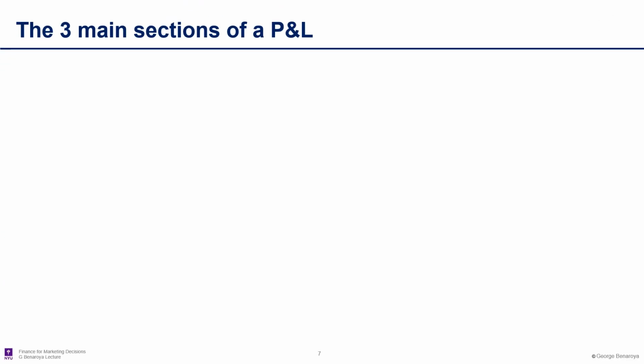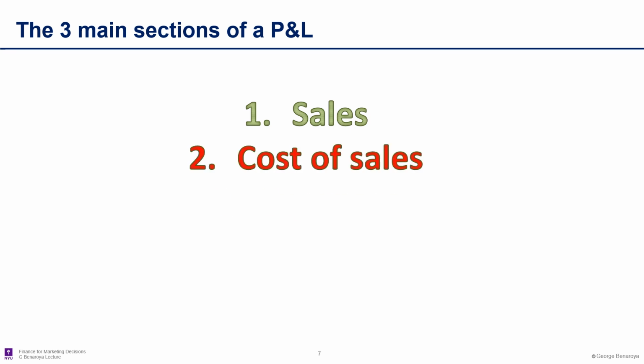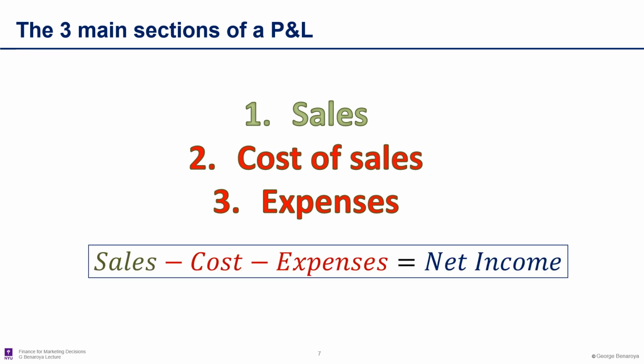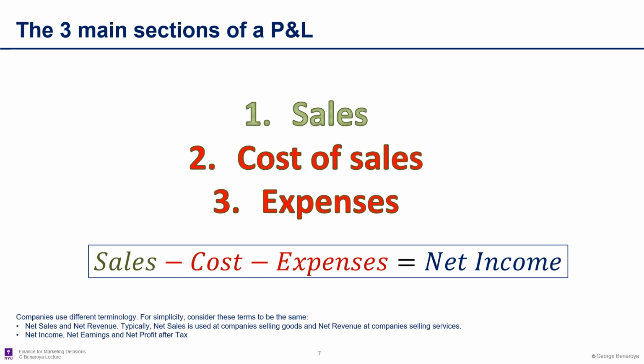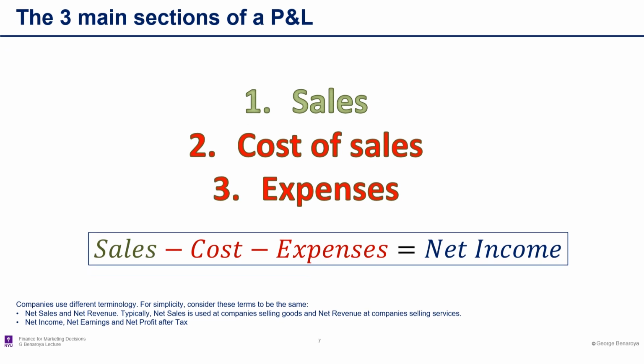Let's look now at how you can read any profit and loss. There are 3 main sections of a P&L: sales or revenue, cost of sales, and expenses. I show in green what is good and in red what is bad, so that it's easier for you to visually remember it. The difference between these 3 items is called net income or profitability. And of course, there are different names. Again, sales may also be called revenue, and net income also has other terms.